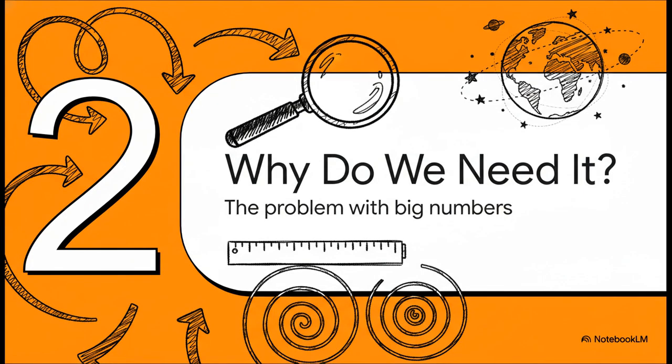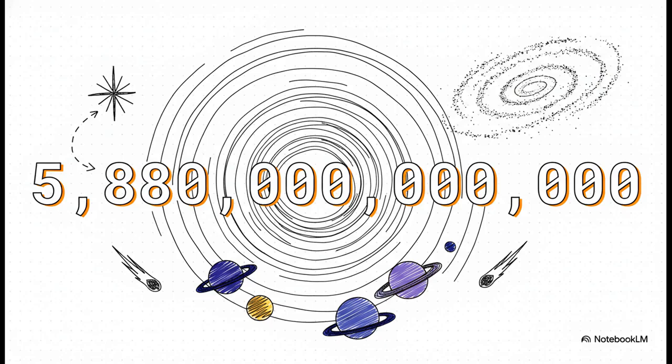So, let's tackle that first question. Why do we even need this? What's the problem with really big numbers anyway? Well, let's look at a real-world example from outer space that shows exactly why this is such a game changer. Okay, just take a look at this monster of a number. That's 5,880 billion. We're talking nearly 6 trillion. And what is it? It's the number of miles a tiny beam of light travels in just 1 year.